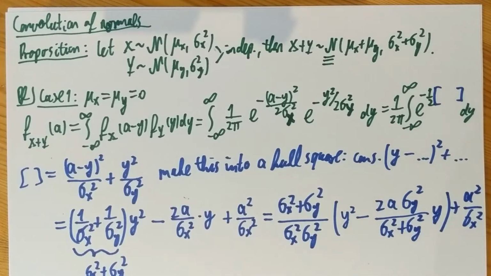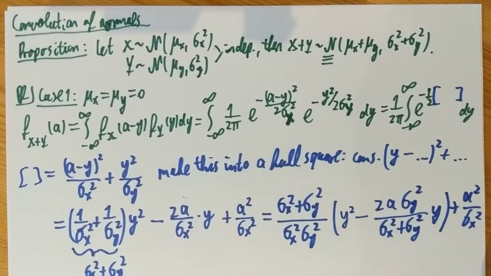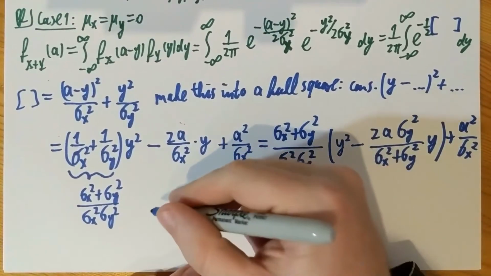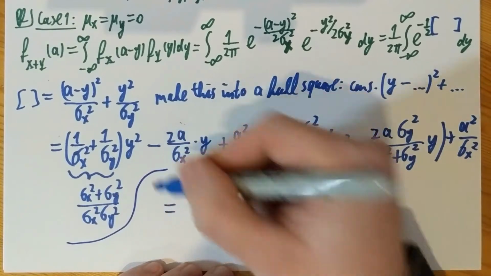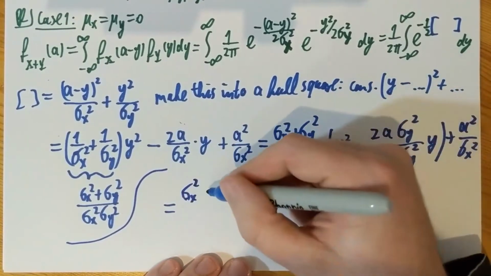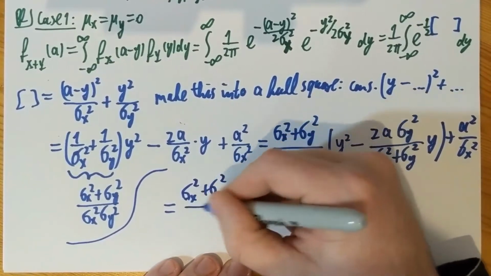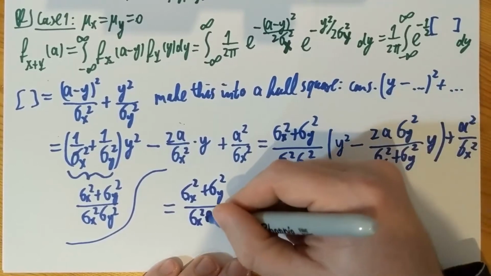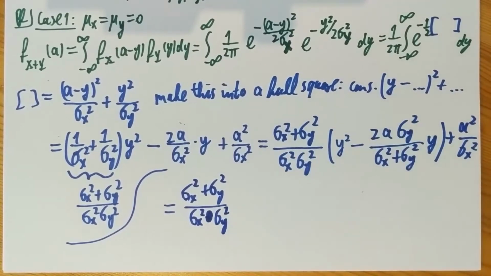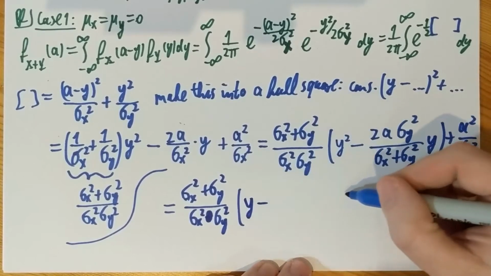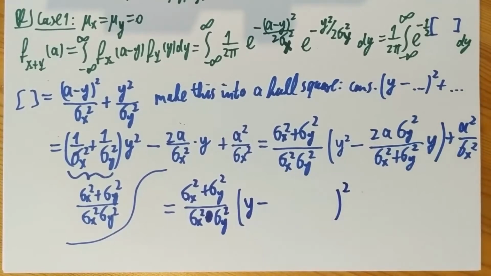Now I'm ready to make my full square. So now that I have all these preparations, now I'm ready to do my full square. Okay, so I have this factor in front, sigma x square plus sigma y square, and the sigma x square times sigma y square downstairs, oops, that's a product. And now I can say that this is the square of y minus something. What should I write here to make this a full square?